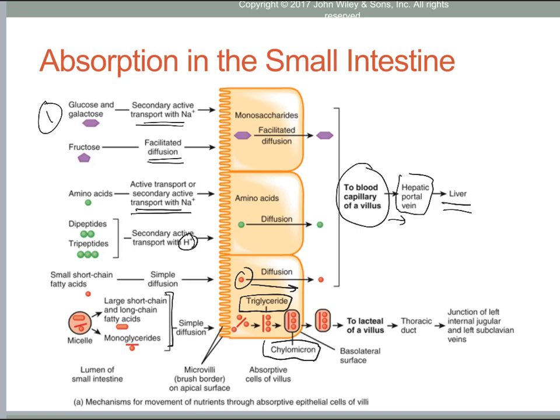It is going to get absorbed through the lacteal, those lymphatic vessels inside those villi that we pointed to before. So into the lacteal, into the lymph, carried through the thoracic duct, and then brought into the internal jugular.